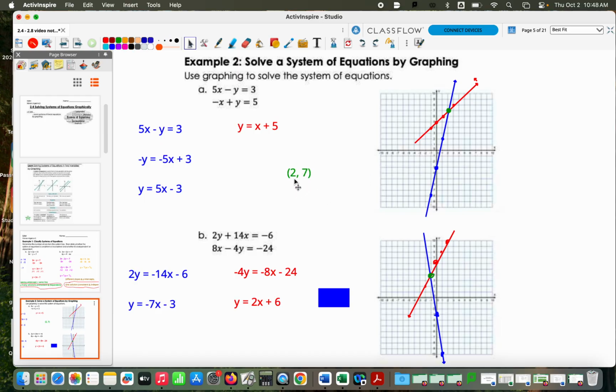Don't forget, you can actually plug that in. That's an x, that's a y. Plug in 2 for x, 7 for y, and you should see that it works for both of these. They do make equal, satisfy the equation. Feel free to pause and try the next three yourself.